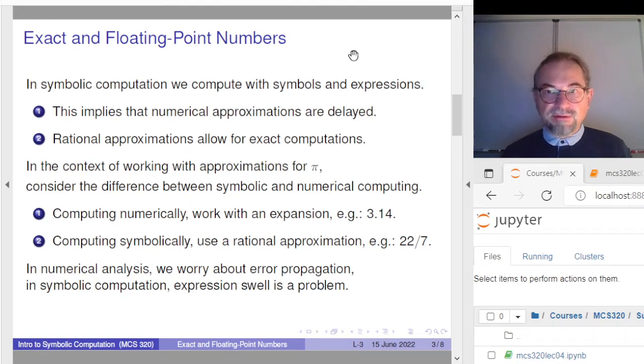This course is on symbolic computation, but I want to situate this course in what follows next. In numerical analysis, we compute with numerical approximations using floating point arithmetic, and there we worry about error propagation. In symbolic computation, we don't have those worries, but there is another problem, and that is expression swell. We will encounter expression swell, and actually already see this in this lecture.